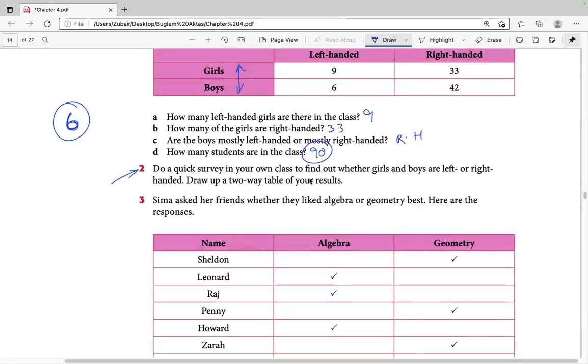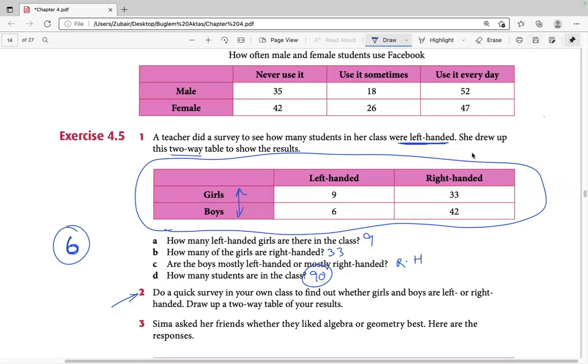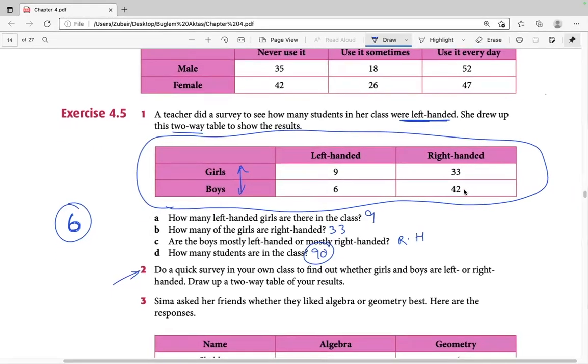Do a quick survey in your own class to find out whether girls and boys are left or right-handed. So what we'll do, we'll use the same table and we'll just ask the questions and fill in the table. I can say this is one of the ways to record these statistics, to display the data.